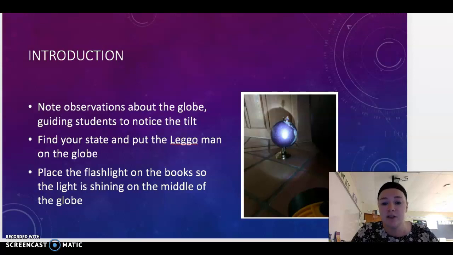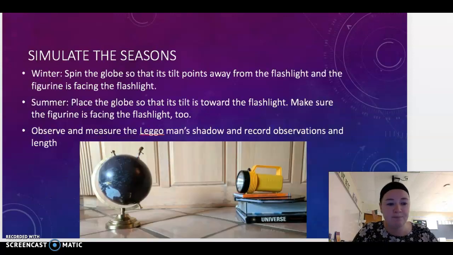getting them to notice that the globe is tilted and that the Earth is tilted. Find your state, put the Lego man on it, and then place the flashlight on top of books so the light shines directly on the middle of the globe like you see in the picture.